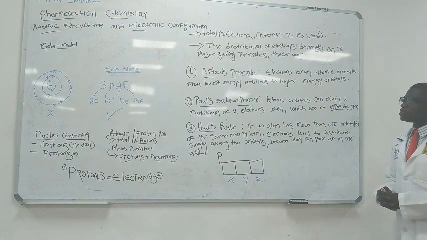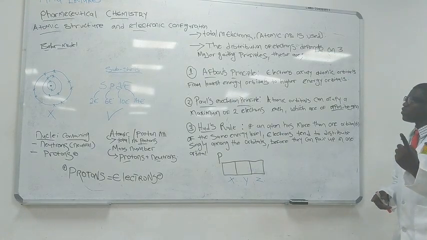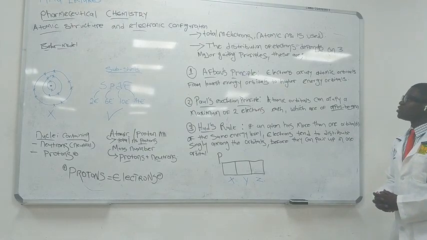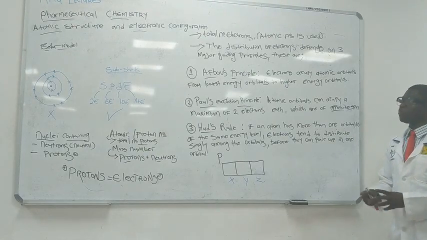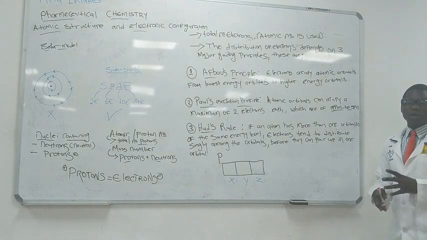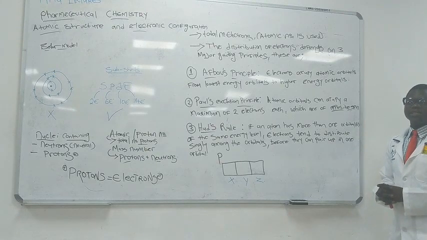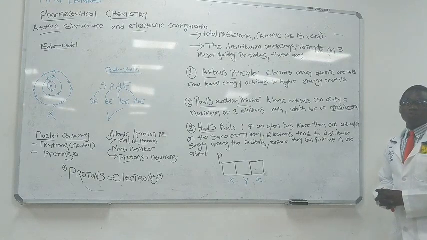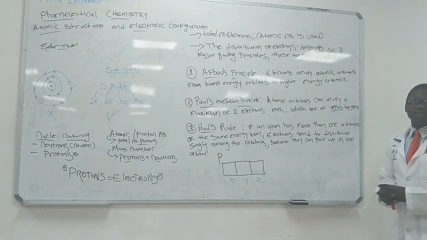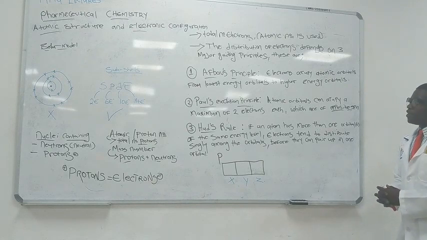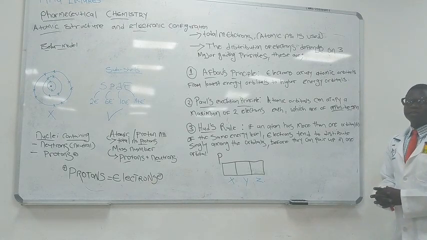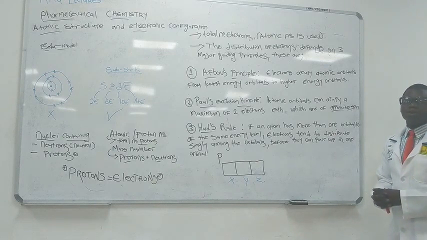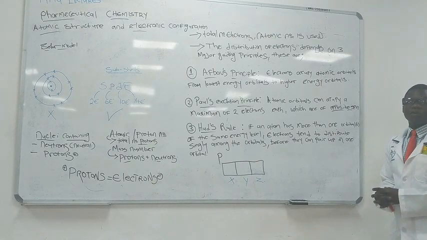These rules consist of Aufbau's principle, which states electrons occupy atomic orbitals from lowest energy level to higher energy levels. This principle states that these electrons will move from low energy regions to higher energy regions in occupation. This principle therefore suggests a higher energy orbital can't be filled before a lower energy orbital.